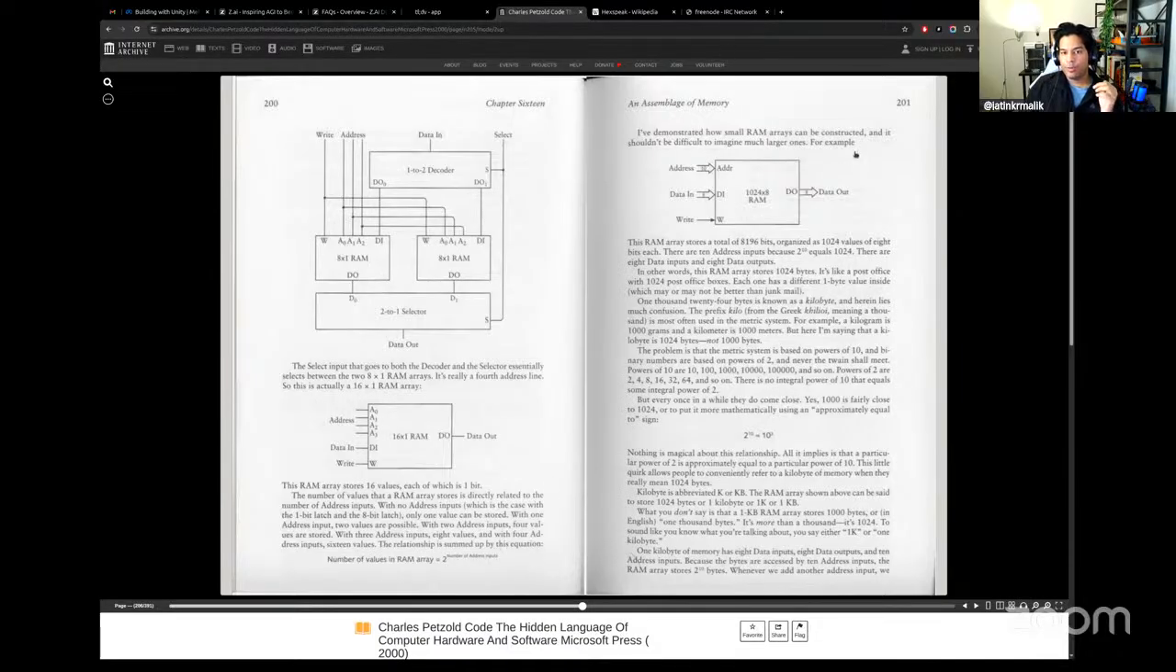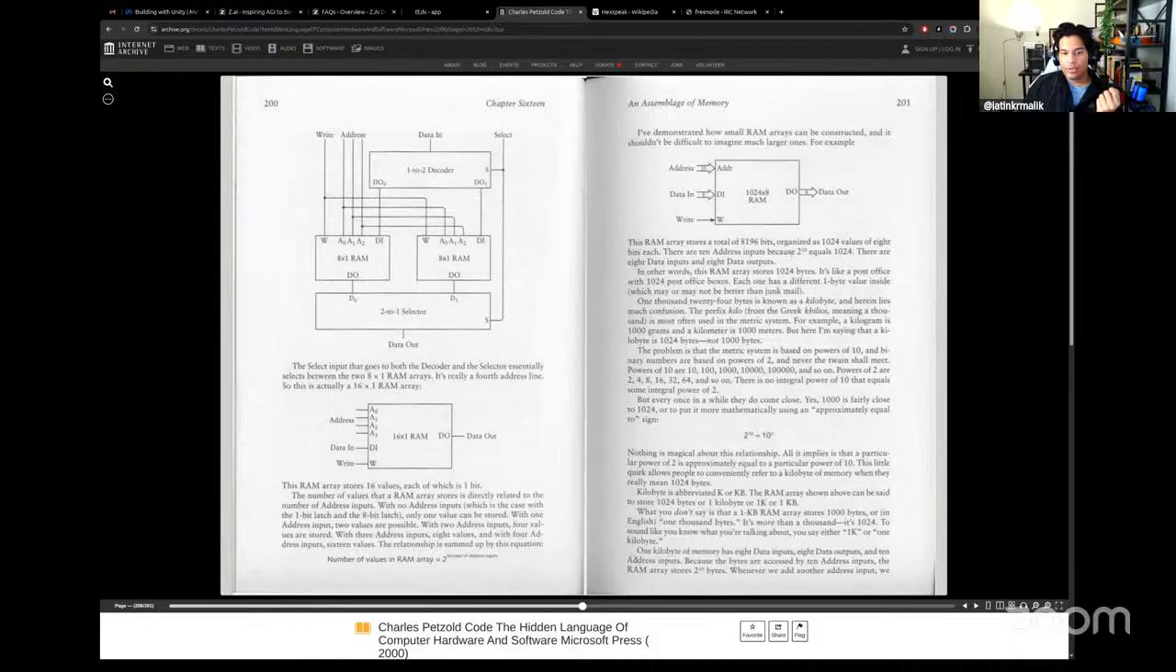I have demonstrated how small RAM arrays can be constructed, and it should not be difficult to imagine much larger ones. For example, we can have a 1024 by 8 RAM, where we have 10 bits of address, 8 bits of data input, and 8 bits of data output. Because I have 10 address bits, 2 raised to the power 10 is 1024, so I can store 1024 values of 8 bits each. So you can see that by increasing the number of addresses, you can increase the number of locations while keeping the bit size of your data input the same.